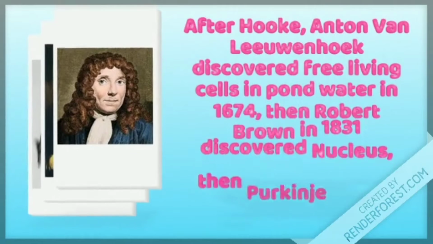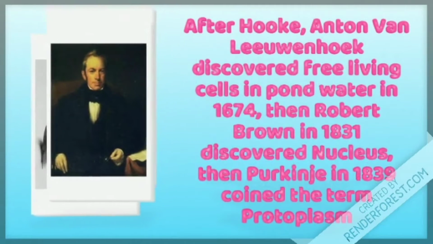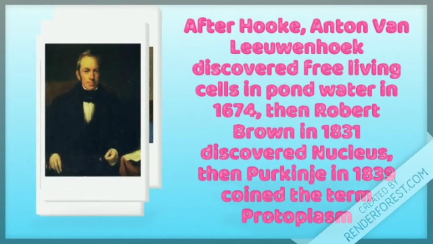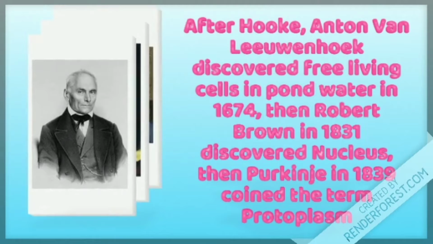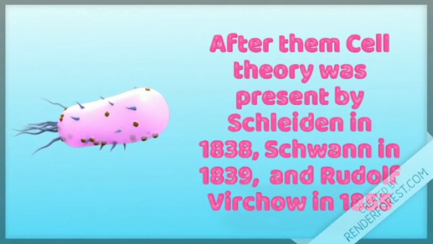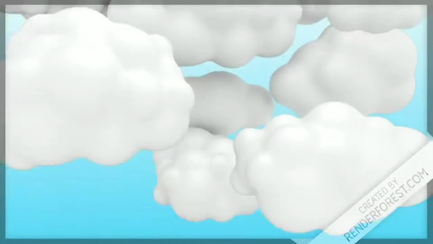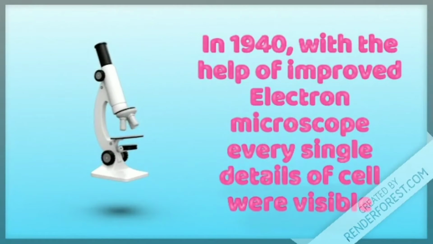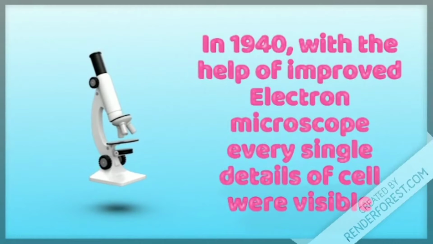After Hooke, Anton van Leeuwenhoek discovered free-living cells in pond water in 1674, then Robert Brown in 1831 discovered the nucleus, then Purkinje in 1839 coined the term protoplasm. After them, cell theory was presented by Schleiden in 1838, Schwann in 1839, and Rudolf Virchow in 1855. In 1940, with the help of the improved electron microscope, every single detail of the cell became visible.